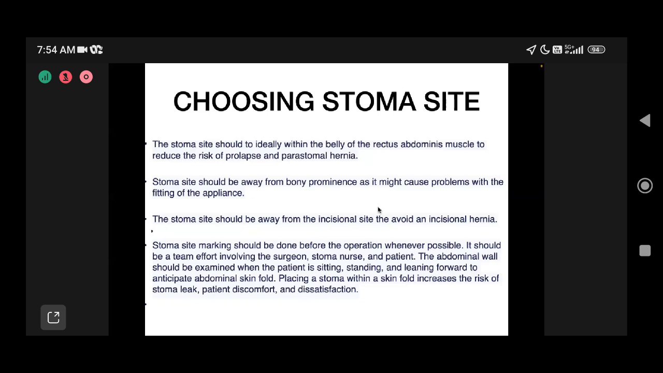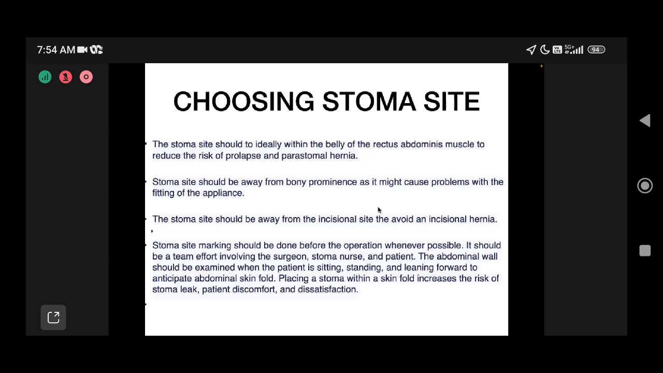Ideally the stoma is through the rectus muscle, very, very important. It should not be on the lateral border of the rectus muscle, and then the risk of relapse and parastomal hernias is very, very less. The most prominent part for the diversion is when the patient stands and you look from the top; the most prominent part which is seen is the one to be chosen for the diversion.